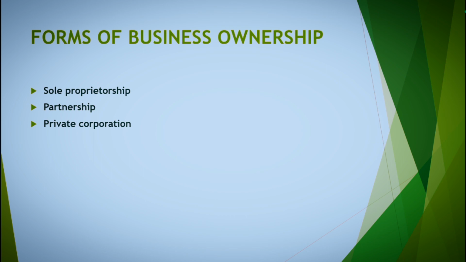Next comes forms of business ownership. Here there are three types of business ownership. First one is sole proprietorship. Second is partnership. And third one is private corporation. First of all, we study sole proprietorship. Okay. A business owned and operated by a single individual is the most common form of business structure.